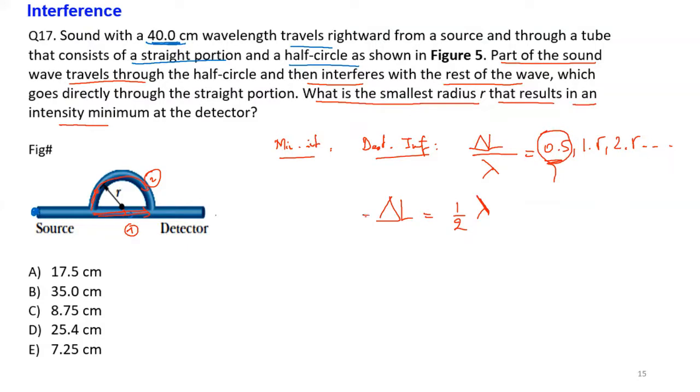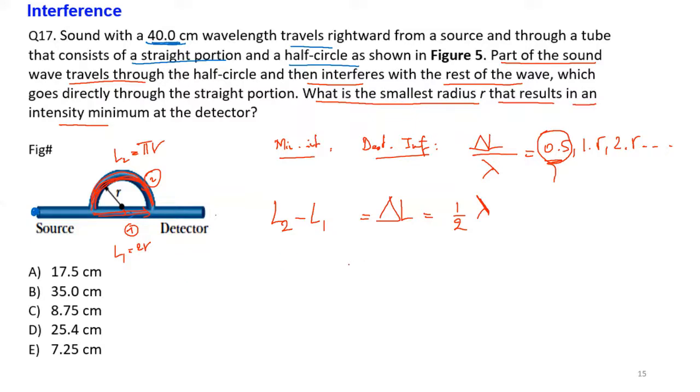Now, what is delta L here? What is the path length difference? Well, the path length difference is just L2 minus L1. L2 is just half of this. It is basically this semicircle here. What is the length of a semicircle? The length of a full circle is 2 pi r. So the length of the semicircle L2 is just pi r. And what is L1? L1 is just 2 times r.